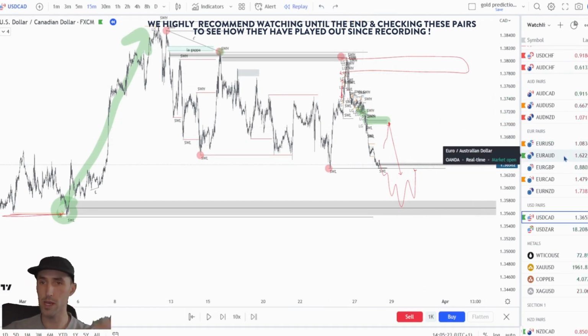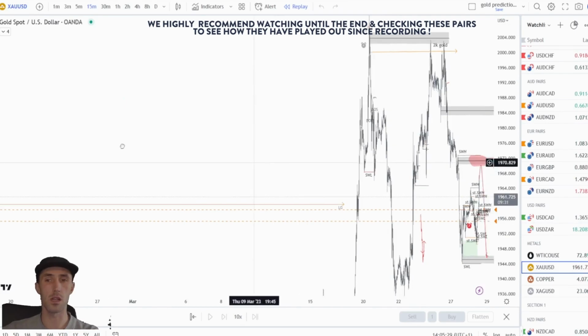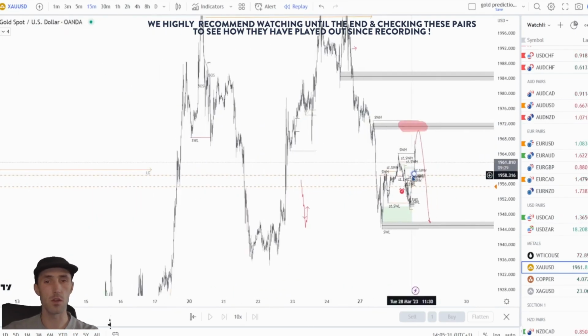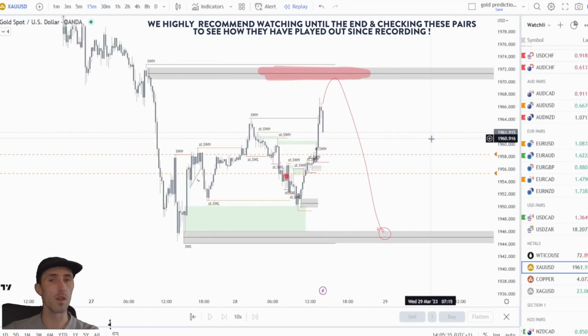So we're going to go on to another pair and take a look at another example, and that example is going to be on gold. Now, we covered this in our live stream today, so many of you would have seen this and you will know what we're looking at overall for this.